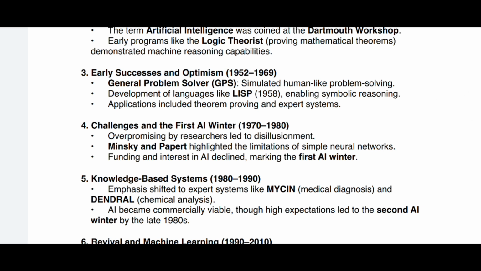Challenges and the first AI winter, 1970 to 1980. Over-promising in the research led to disillusionment. Minsky and Papert highlighted the limitations of simple neural networks, giving a proper idea about neural networks. Funding and interest in AI declined, marking the first AI winter.